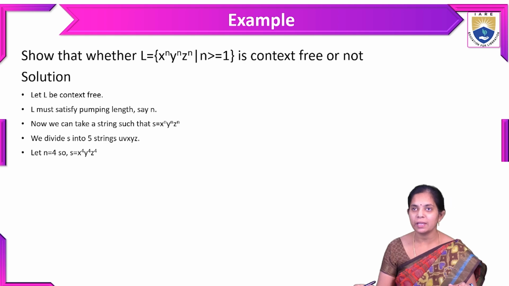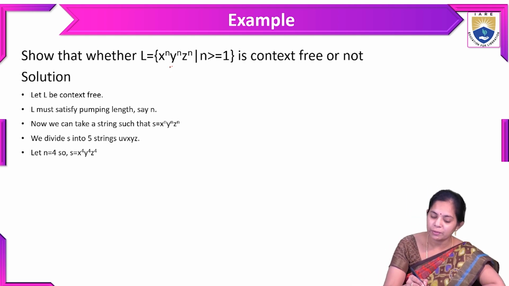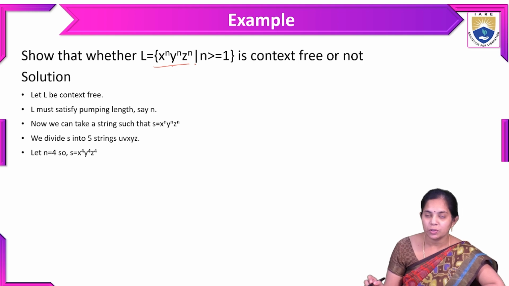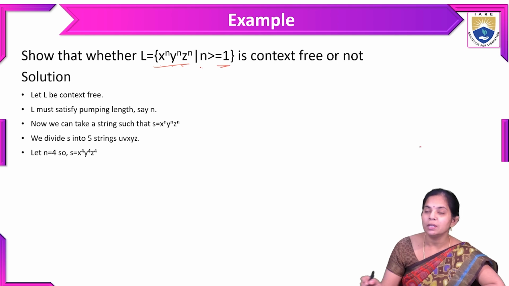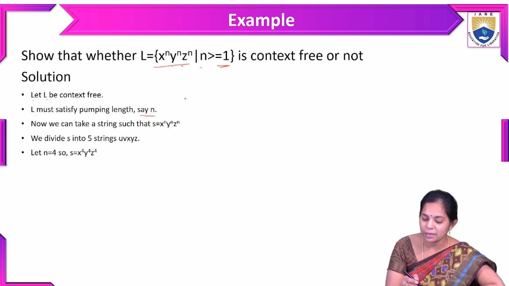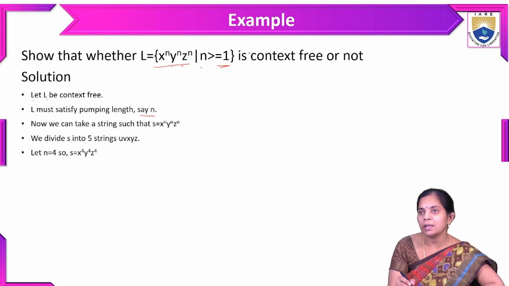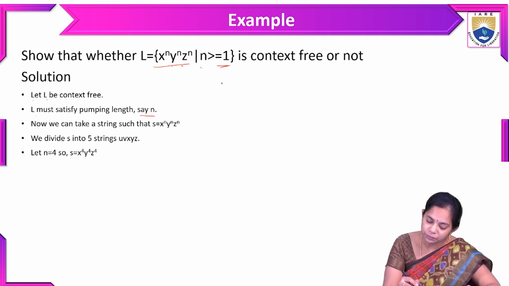So here we have taken the example X power N, Y power N and Z power N. The language is formed with the combination of 3 inputs, and we are taking N greater than or equal to 1. The first step is to let L be context free, with pumping length say N, where N is greater than or equal to 1.